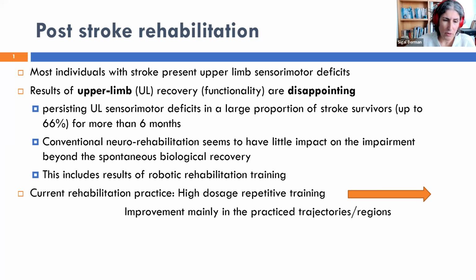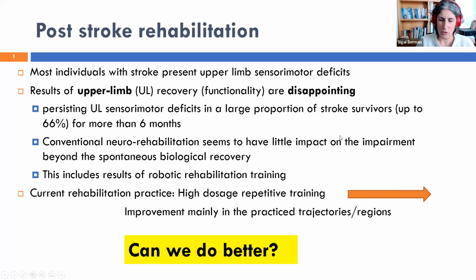Now, current rehabilitation practice in general is about high dosage repetitive training. And that means that especially when we talk about the upper limb, we have improvement in practice trajectories and also in practice regions. But with upper limb movement, because of the large variability of movement, this is not enough. So the question is, can we do better?